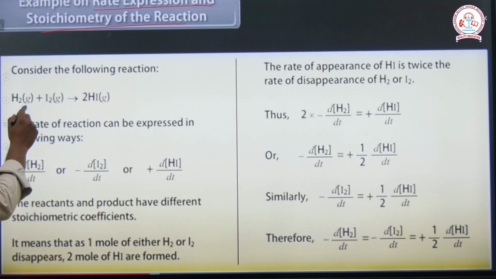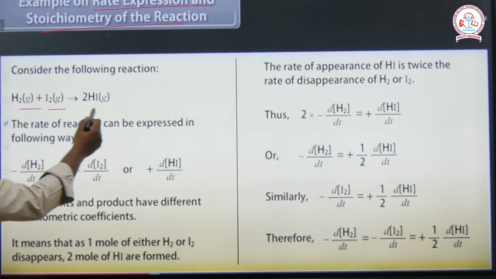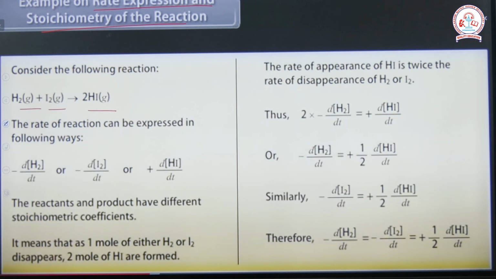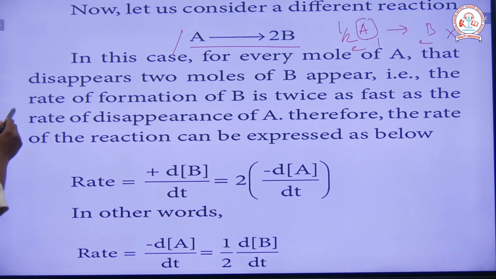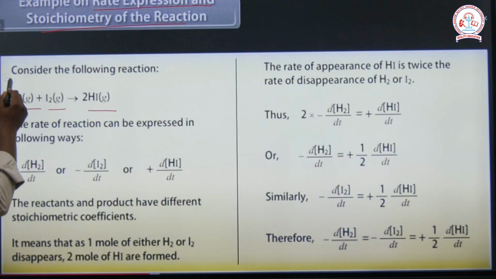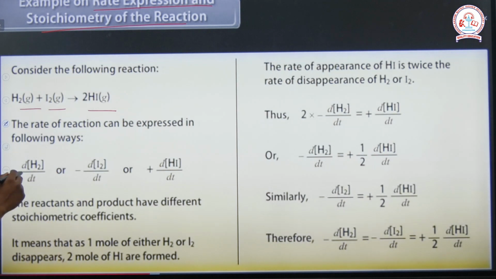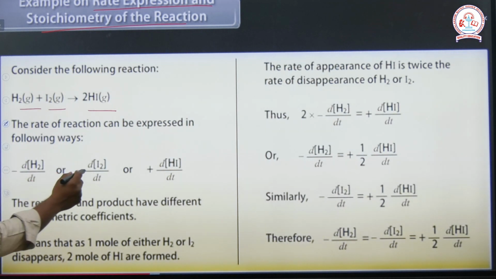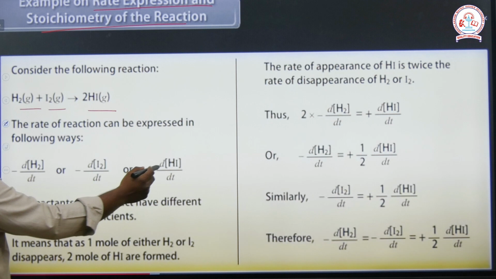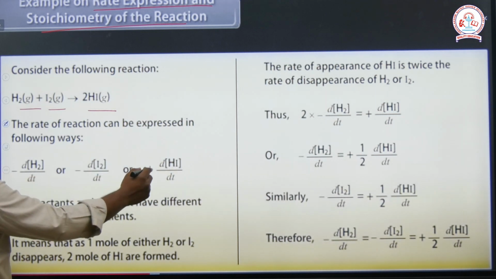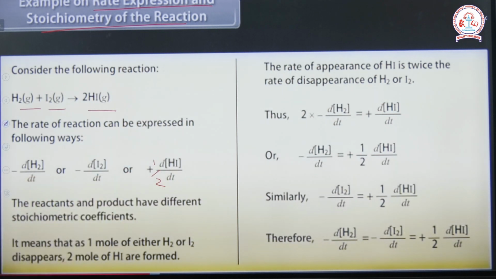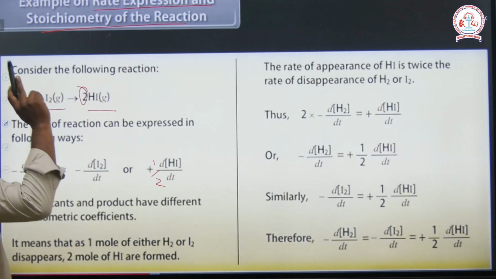So, a simple example: H2 plus I2 gives 2HI. This is a gaseous reaction. For the rate of that reaction we take minus d[H2] because it is 1 mole. That's why we take 1 by 1 like that: minus d[H2]/dt, or minus d[I2]/dt, or plus d[HI]/dt with 1 by 2 here itself. But we never take 1 by 2 for 2 moles, we are taking it for only 1 mole.